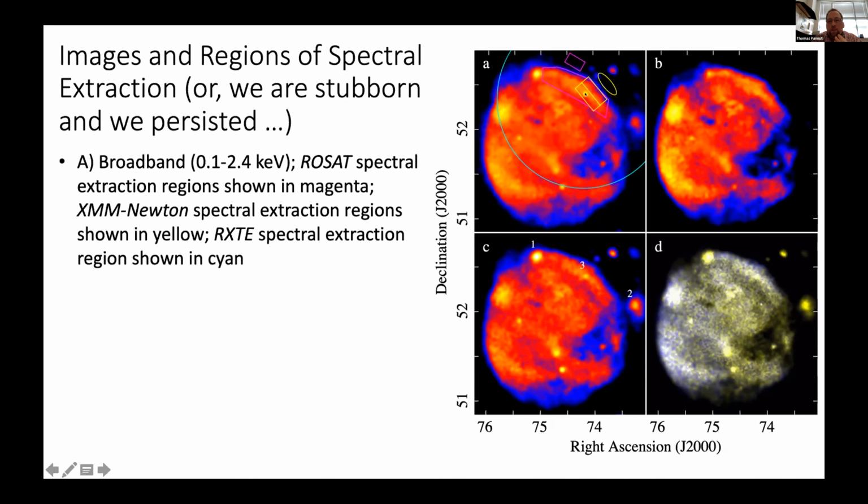The yellow boxes show the regions of spectral extraction for the XMM-Newton. This circle shows the location of that background cluster, and care was taken to excise any X-ray emission from that cluster. And this shows the regions for the spectral extraction as we performed them.